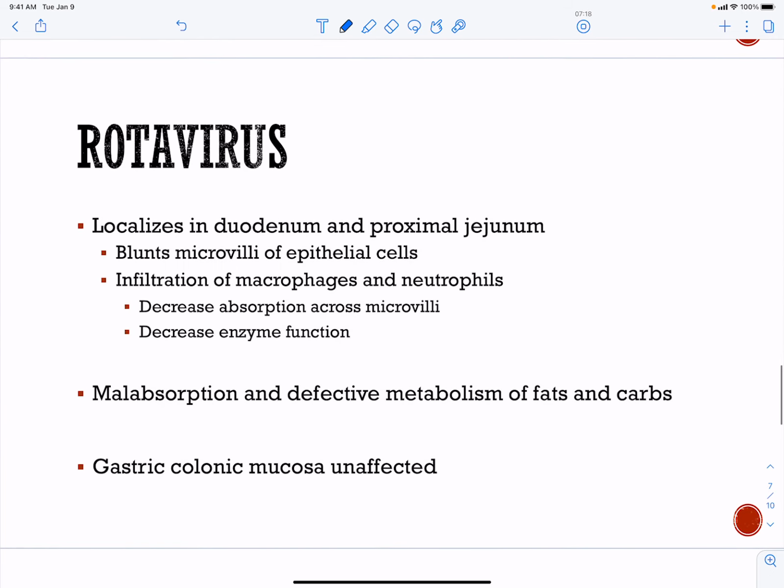It's going to localize in your small intestine. It's going to blunt your microvilli. Again, that's very common for viruses to get in and to clear away any sort of structure associated with your epithelial cells. They do that to the respiratory tract as well. They're going to decrease absorption, and they're going to increase malabsorption. You can also have the stomach and colon be uninfected.